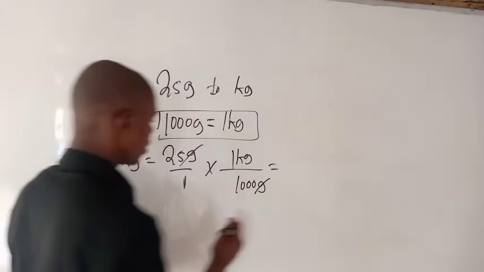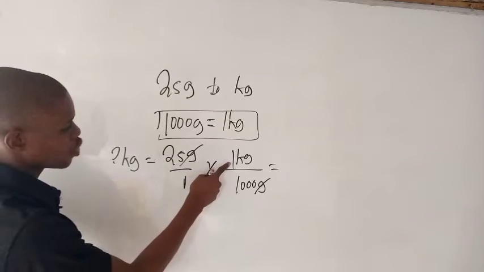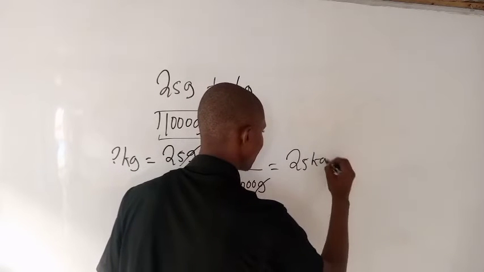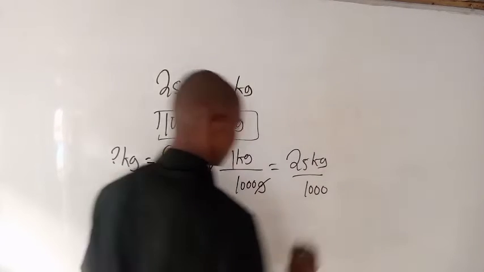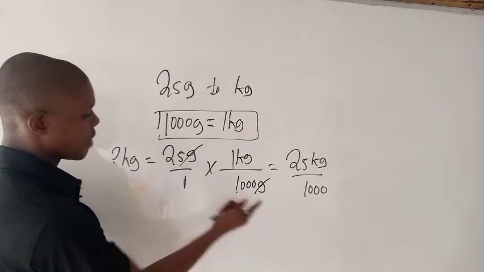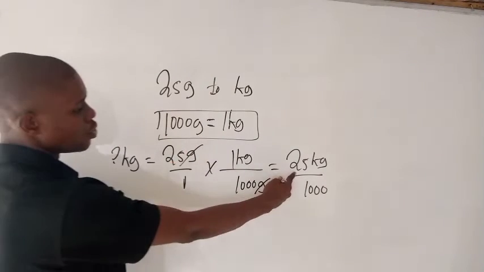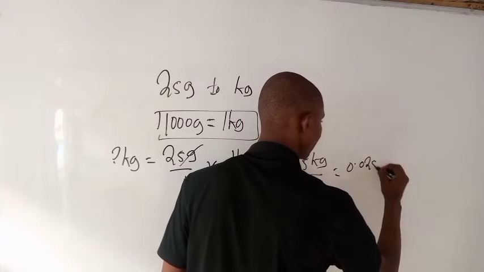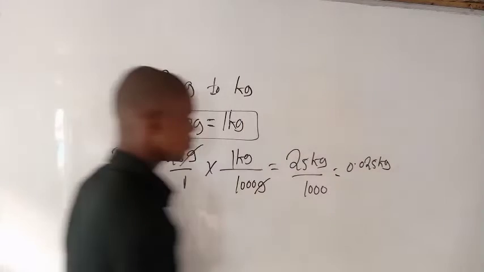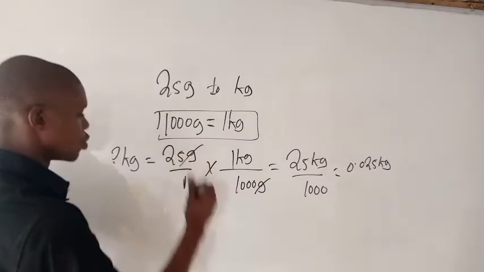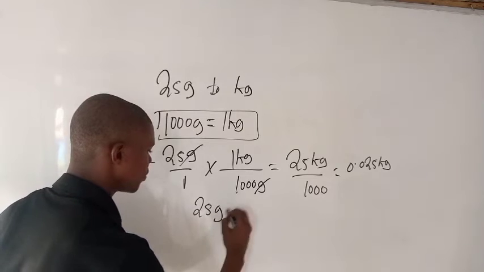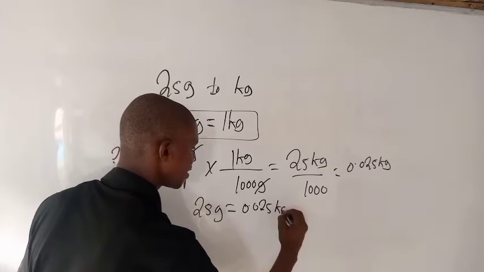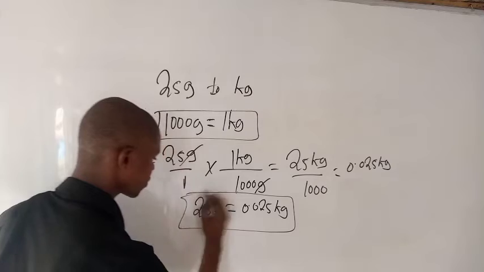So what will be my answer? 25 times 1 kilogram will be 25 kilogram over 1,000, because gram I've already cancelled out here, right? 25 divided by 1,000, I'm going to have 0.025 kilogram. Do you get that? So it means that 25 gram is equal to 0.025 kilogram. That is what this means.